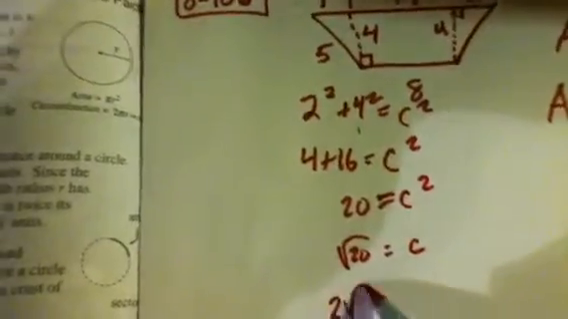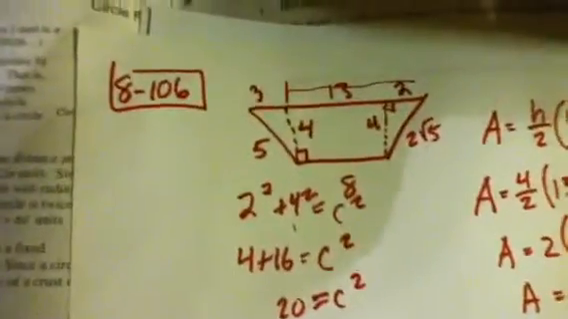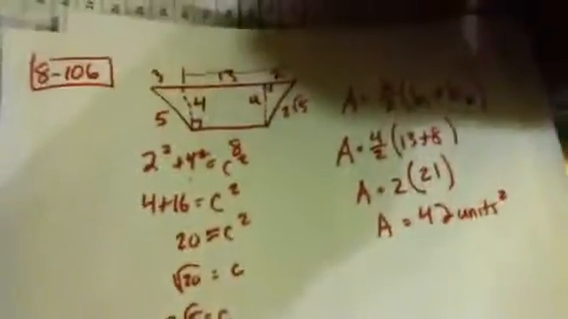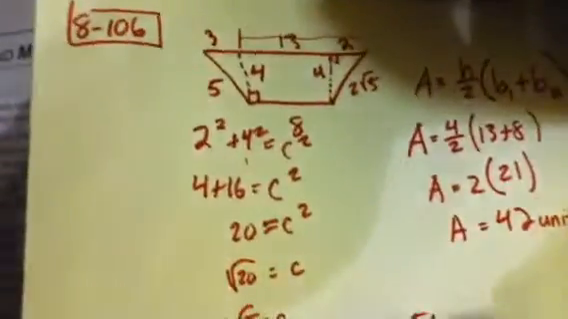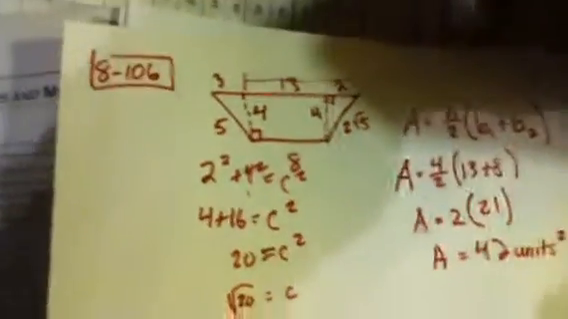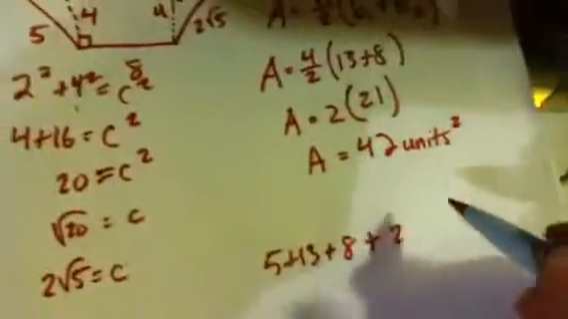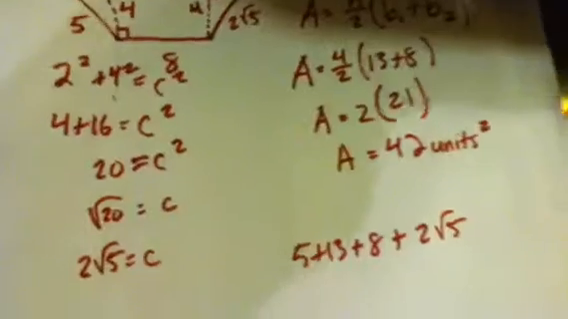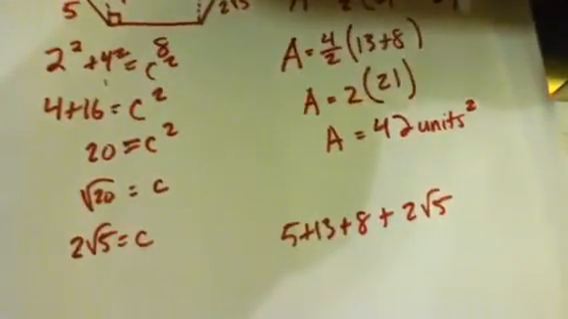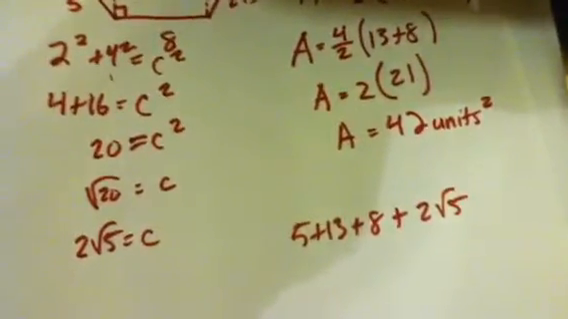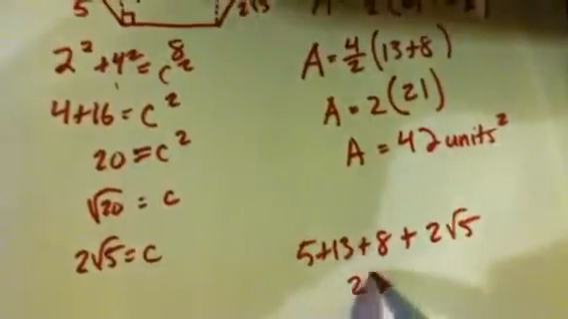And then the square root of 20, that's 4 times 5, and the square root of 4 is 2, so 2 root 5. Okay, so that's 2 root 5. So then to add up the perimeter, this is so messy, I'd go 5 plus 13 plus 8 plus 2 root 5. Okay, so 5 and 13 and 8, I think that's 26.